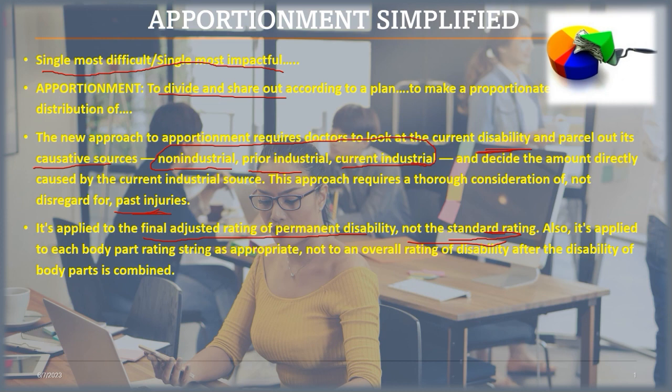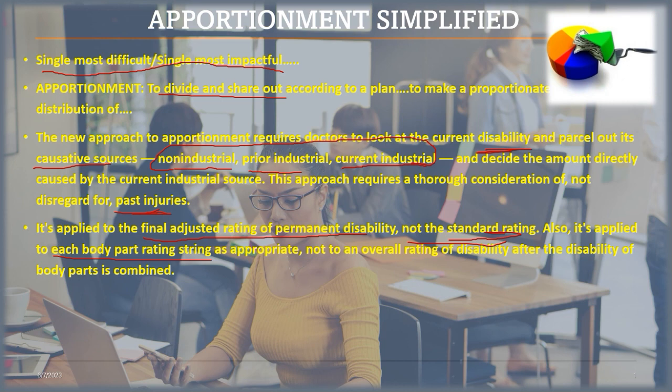Now, very importantly, our apportionment determination is applied to each body part rating string as appropriate and not to an overall rating of disability after the disability of all the body parts is then combined. So this is very interesting and very fascinating, and it gives us great direction as to how to go about constructing our own apportionment argument within the body of our report.